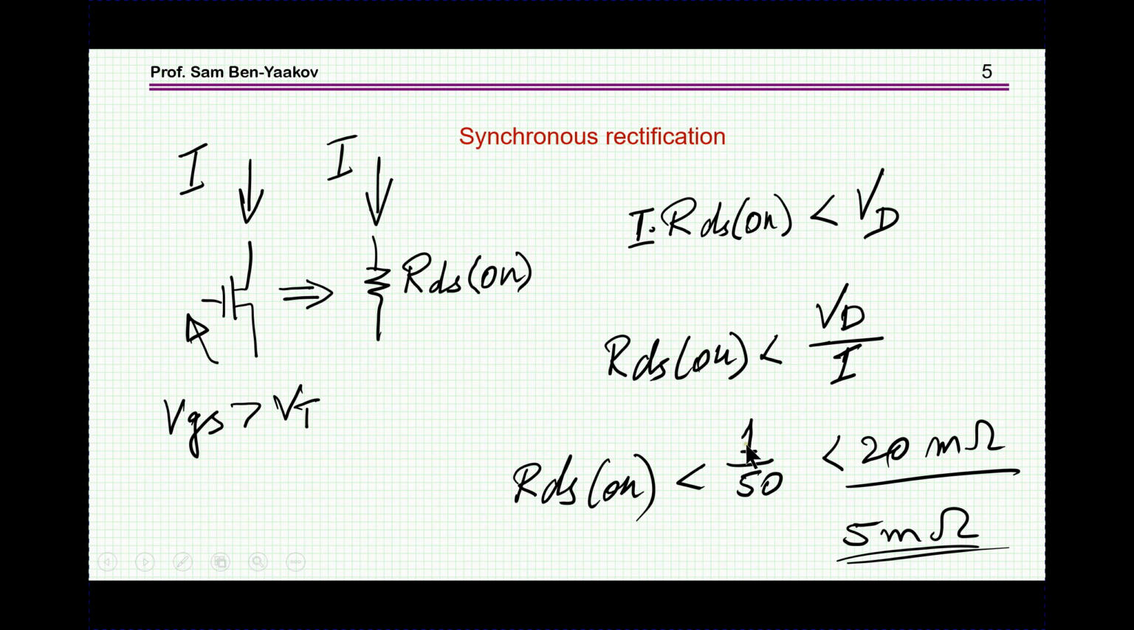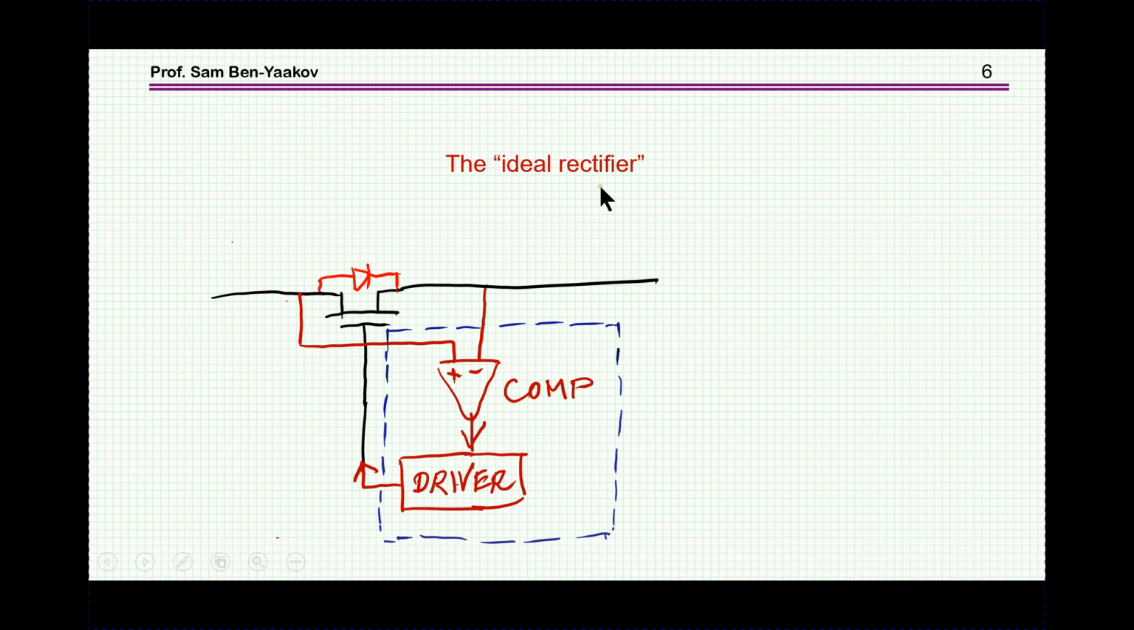And if I take an example of 1 volt voltage drop on a diode and 50 amp, for example, just an example, I come up with 20 milliohm, so I'll need a transistor of, say, 5 milliohm or even lower than that for 50 amp. Now, if the reverse voltage on the transistor in the off state is low, then that's okay. But if we are talking about high voltages, then achieving 5 milliohm is not simple and perhaps not practical. So here comes the ideal rectifier.